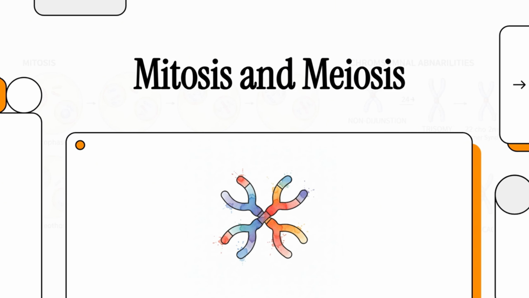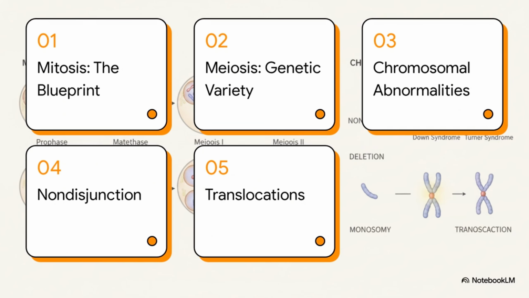So let's get started. Here's our game plan. First, we'll cover mitosis, which is basically the engine of growth. Then we'll switch gears to meiosis and see how it shuffles the genetic deck. After that, we're jumping into the clinical side of things, the real-world impact of chromosomal problems. And finally, we'll break down two of the main ways things can go wrong, non-disjunction and translocations.